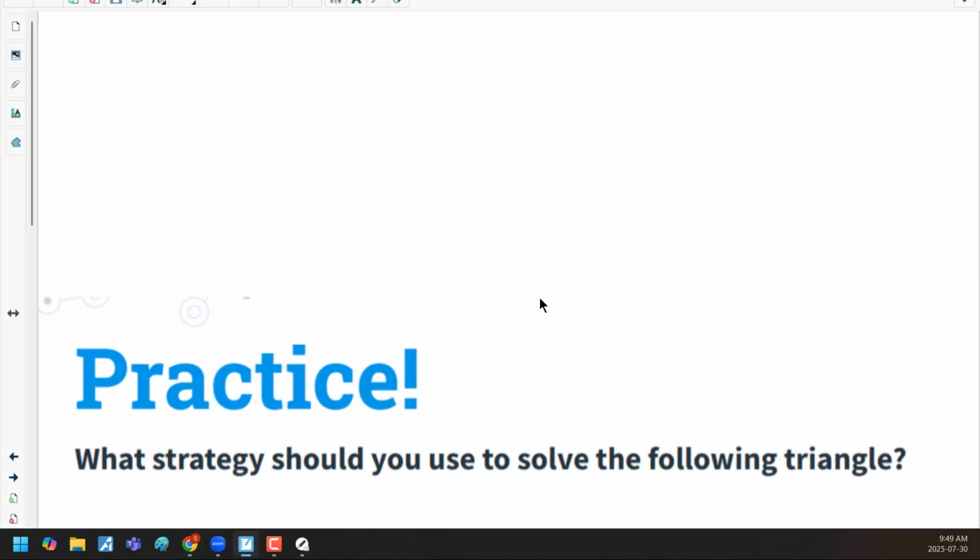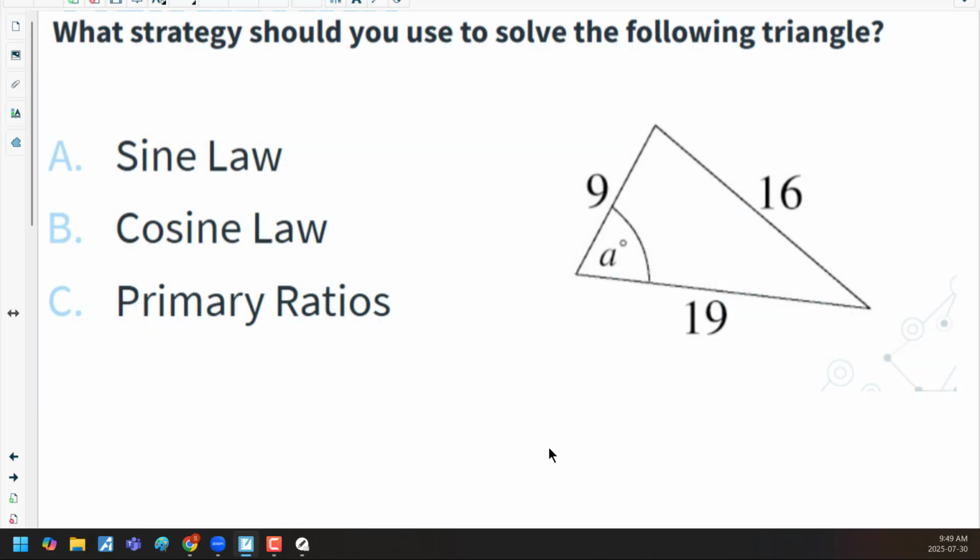Question for you. Which strategy? We're not asking you to solve it. I'm not asking you to solve for the angle. I just want you to know which strategy to use. Are you going to use the sine law? Are you going to use the cosine law? Or are you going to use a primary trig ratio, SOHCAHTOA, to figure out angle A? So go ahead and do that right now. I'll see if I can get that poll going. So is it going to be A, B, or C? So the poll has been launched.